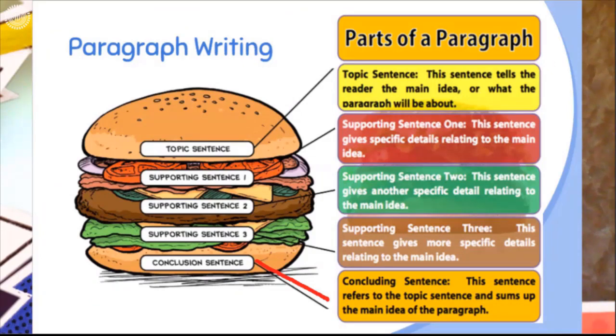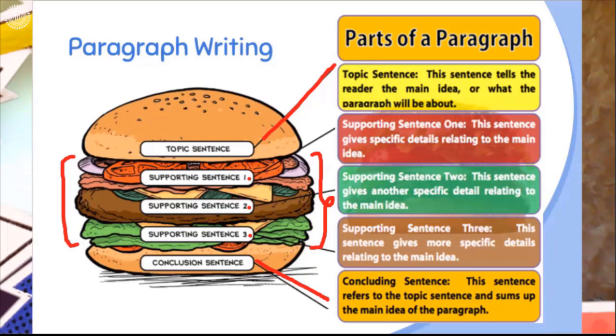Now, in between the top bun and the bottom bun, we have the details. We call them supporting sentence number 1, number 2, and number 3. I'm going to give you an example now. So what's the relation between a hamburger and writing a paragraph? Well, we need the two buns, the top bun and the bottom bun, in order to hold what's inside. So the two buns are important, the same way the topic sentence and the conclusion sentence are important.